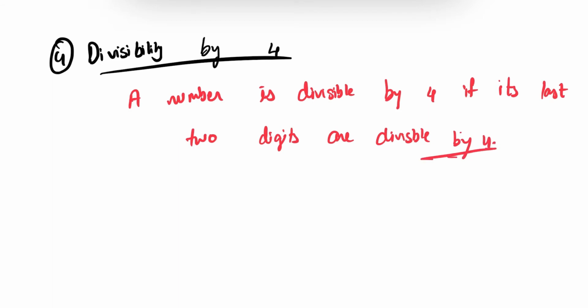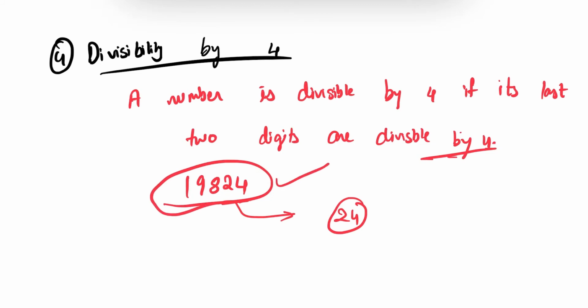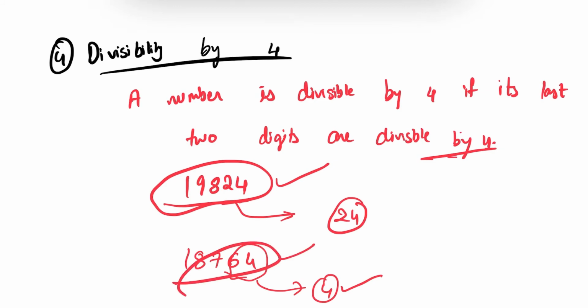Okay, so in the sense like it's not sum, it's just the last two digits. Okay, if the question is about 19824, whether it's divisible by 4 or not, you just need to check the last two digits, which is 24. 24 is divisible by 4, and hence the number is divisible by 4. Okay, I hope this is clear. And what if it is 18764? 64 is divisible by 4, and hence the number is divisible by 4.